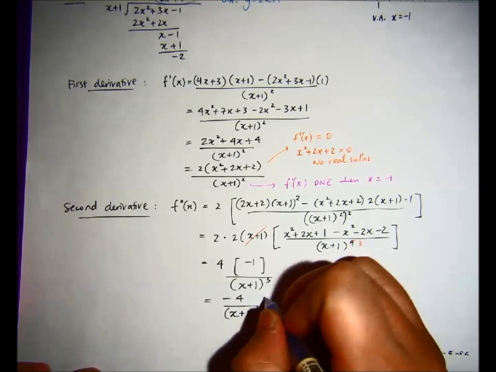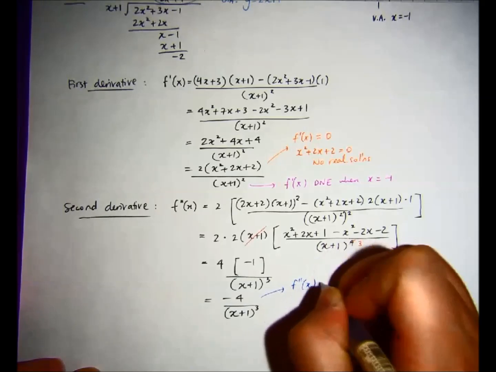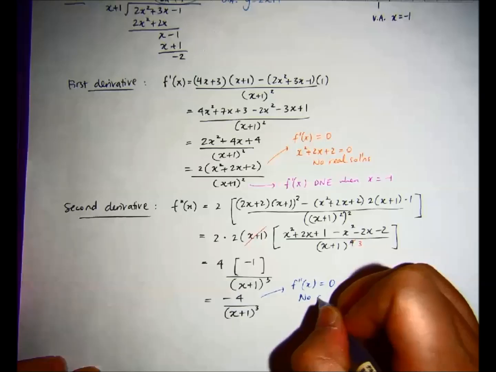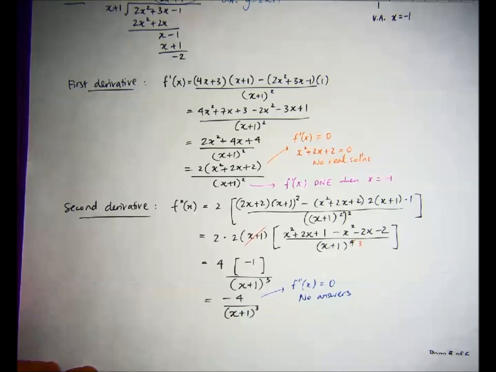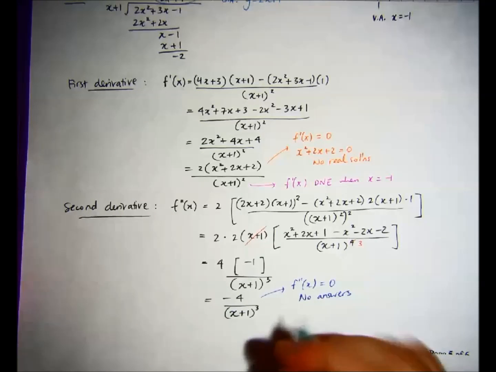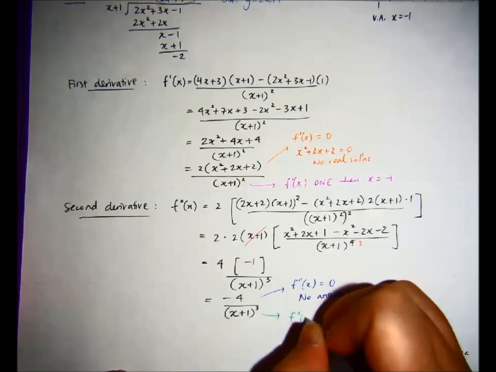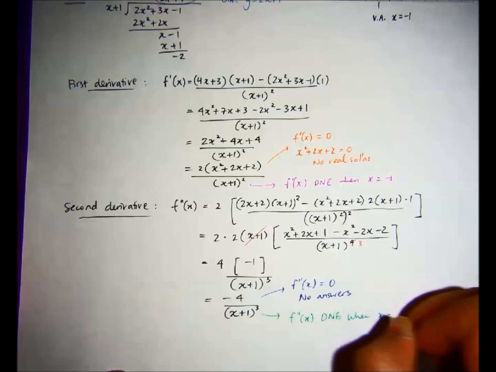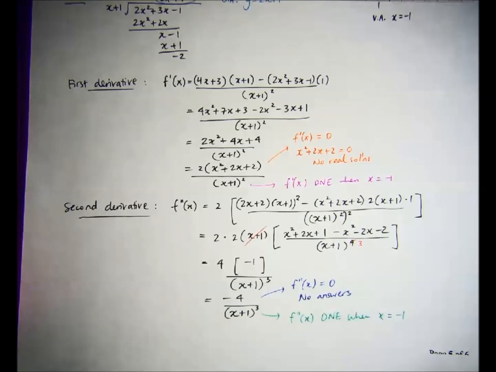So again, in order to figure out where my second derivative is equal to 0, I would have to make my numerator equal to 0, but there are no solutions for that. -4 can never equal 0. Okay. But I can consider the fact that at -1, my second derivative will not exist. So I can at least use that to help me figure out whether my function is concave up or concave down.